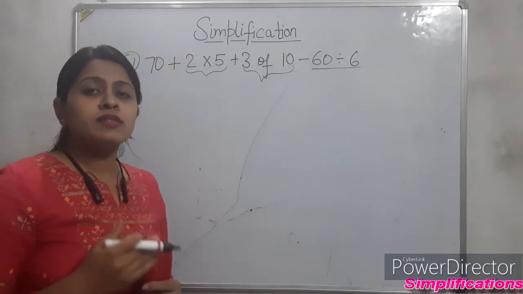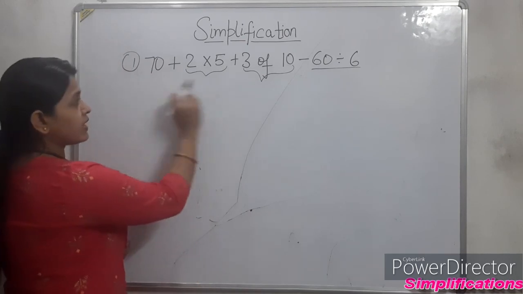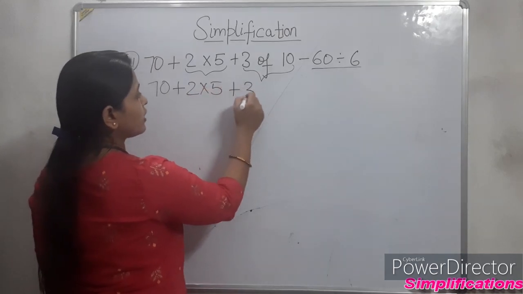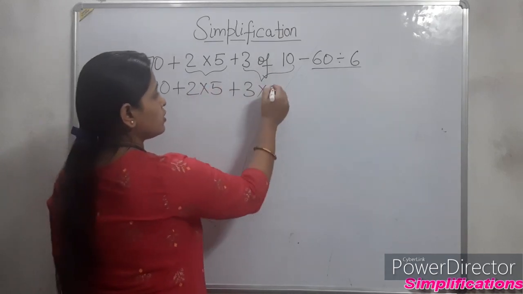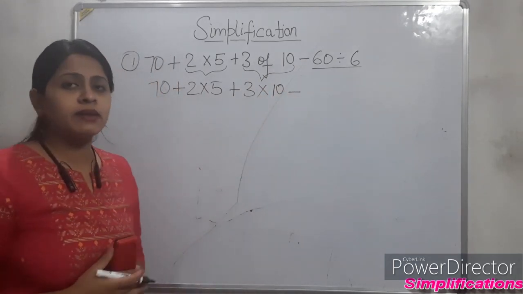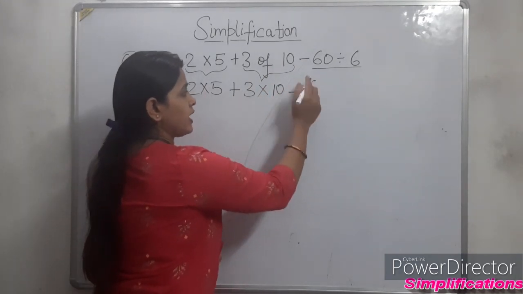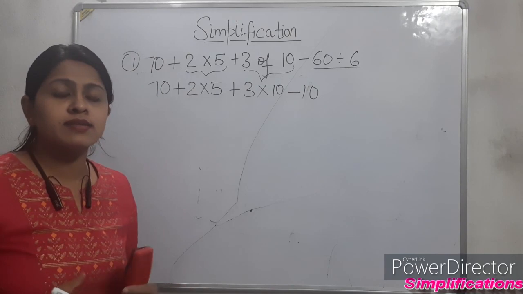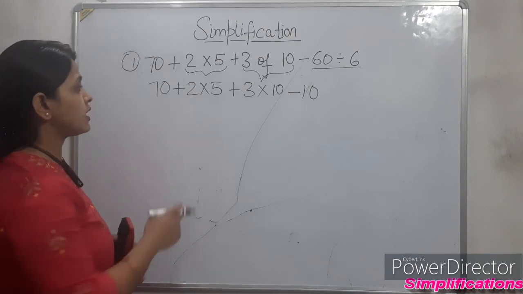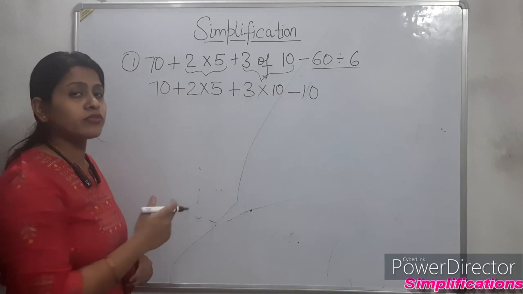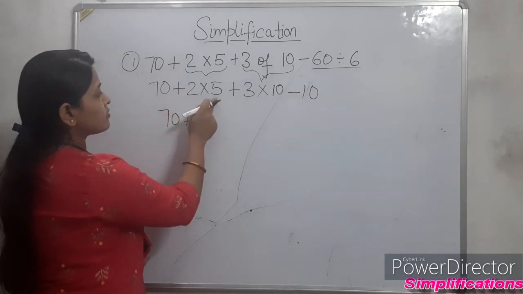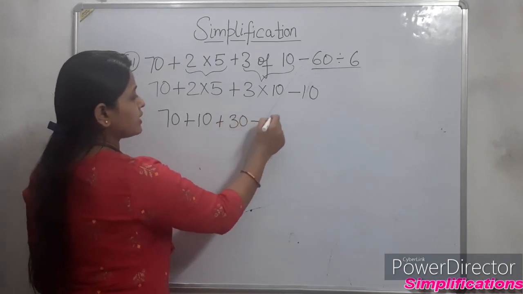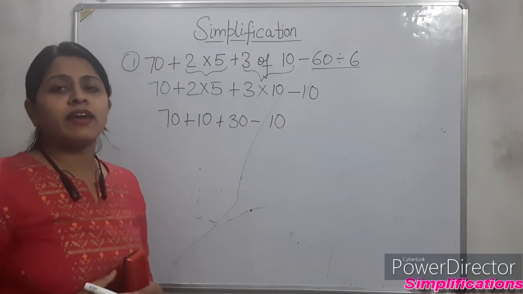So let's do the division first. Again we have to write all these terms. 70 plus 2 into 5 plus 3 into 10 minus, 60 divided by 6 is 10. Now the division is done. Then we have to do the multiplication. There are 2 multiplications. Let's do both of them together. 70 plus 5 into 2, 10, plus 3 into 10, 30, minus 10. Again we have done the multiplication.